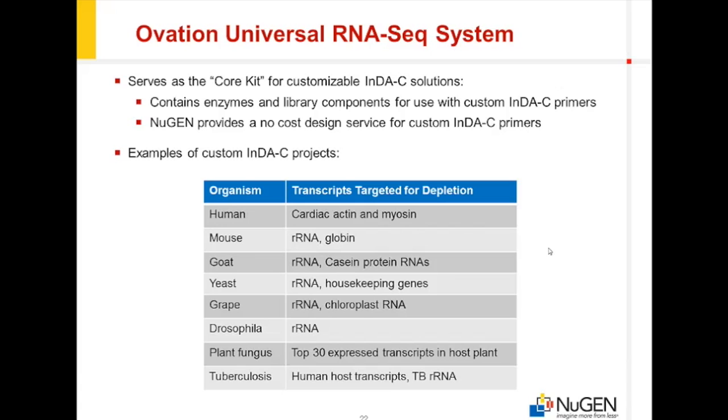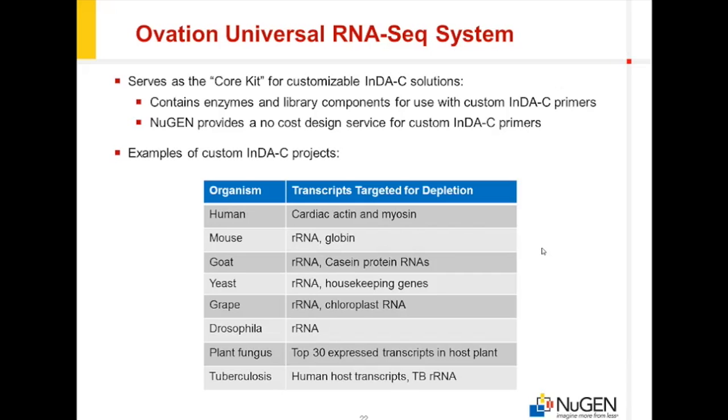This table just illustrates a few examples of projects that we've worked on with researchers using this universal RNA-Seq approach. So for example, again, back to human, we've had researchers that are working with RNA-Seq studies from human cardiac tissue, where there was a desire to deplete levels of actin and myosin transcripts. In the case of mouse, we've developed InDA-C primers to both ribosomal RNA as well as Globin.